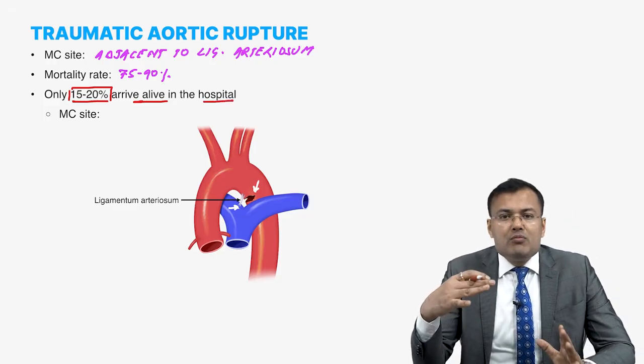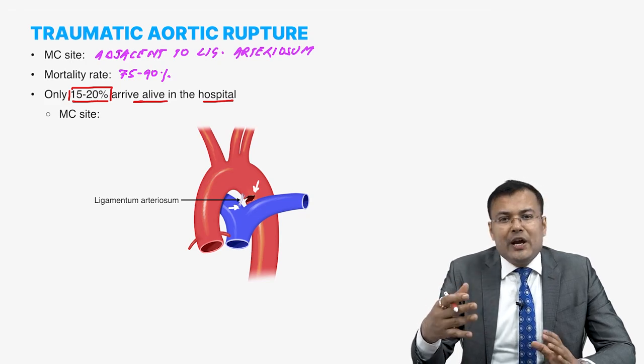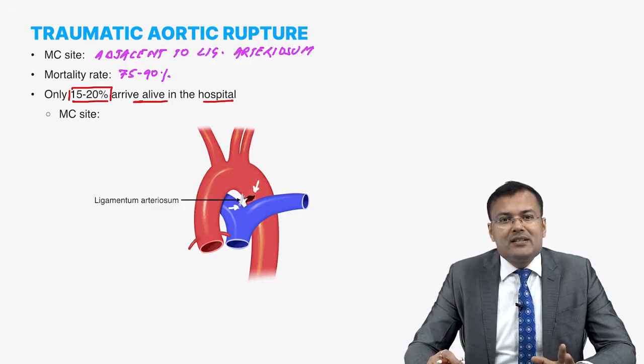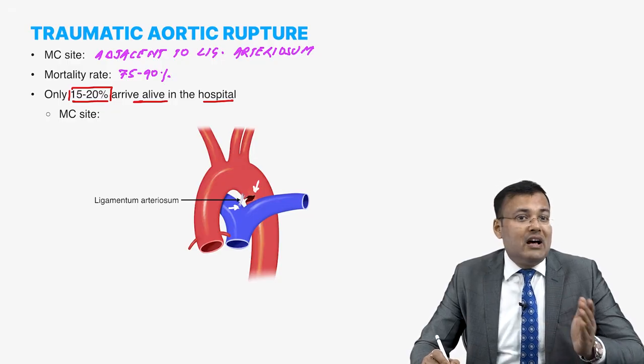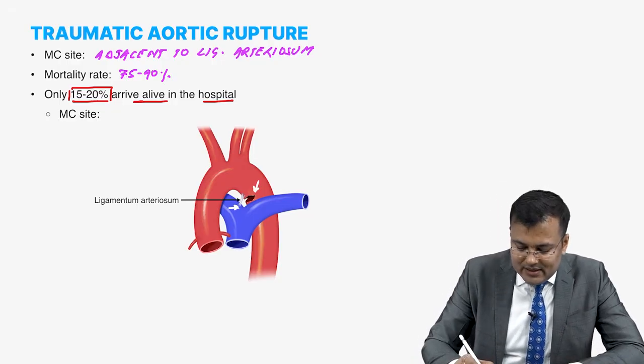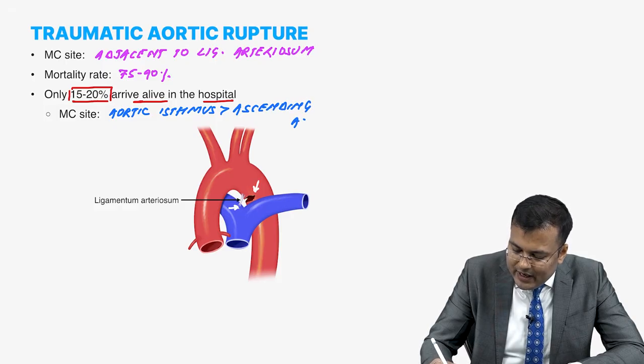Here, the most common site of rupture is different. Here, the most common site is aortic isthmus followed by ascending aorta. So most common site in the patients who are brought alive to the hospital is aortic isthmus, followed by ascending aorta.